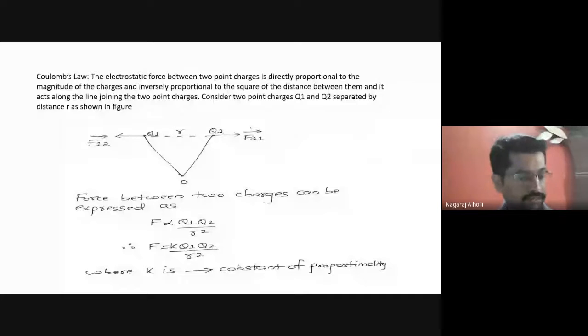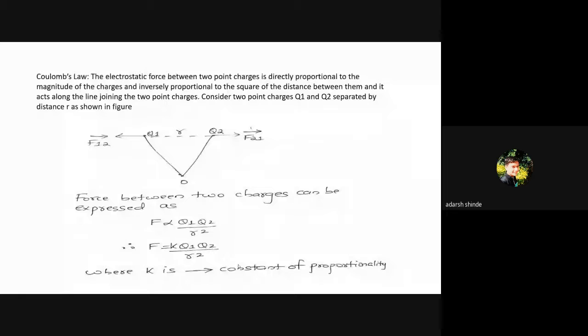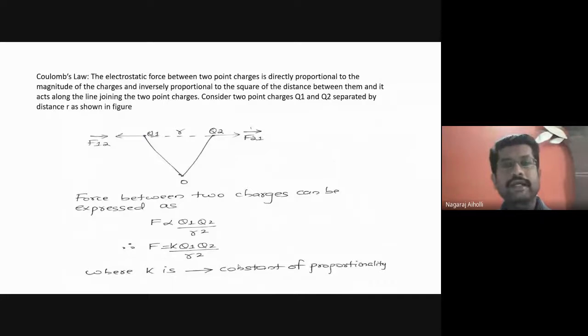Anybody, any ideas, friends? What is the value of K here? What is the value of K, the proportionality constant in Coulomb's law? Sir, 1 divided by 4 pi epsilon naught. Exactly, 1 divided by 4 pi epsilon naught.